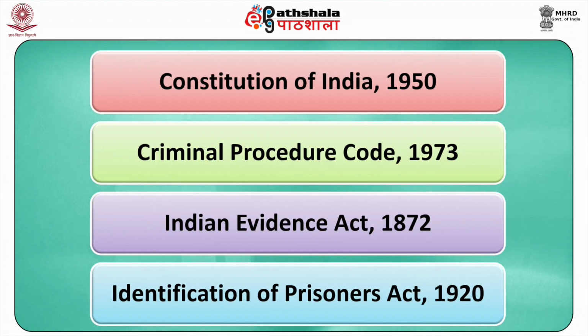However, despite the immense utility of forensic science to investigation, the contentious questions regarding its permissibility during investigation and relevancy and admissibility during trial require special attention, as to whether technological advancement can be allowed to override the rights of accused to fair trial. These questions can be answered by a careful analysis of various provisions of Constitution of India 1950, Criminal Procedure Code of 1973, Indian Evidence Act of 1872 and the Identification of Prisoners Act of 1920.